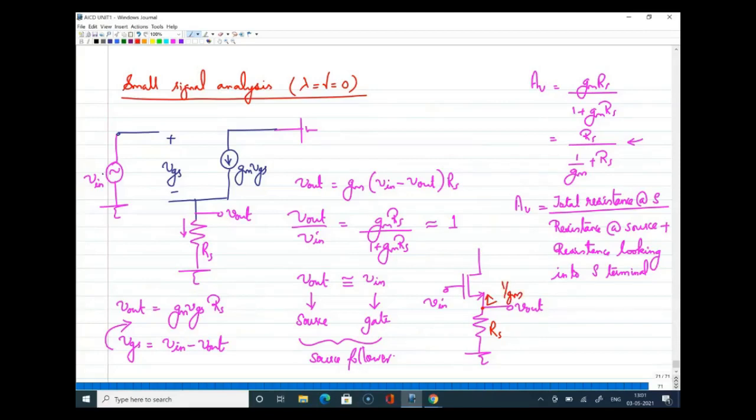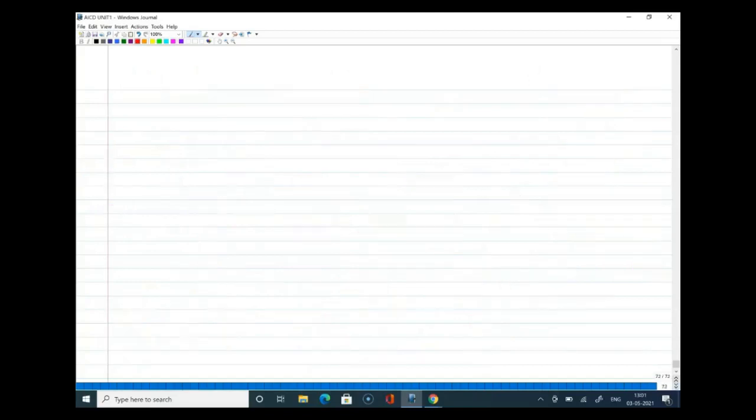I am just considering it now. The next step is to consider both lambda and gamma, because that is what we are doing in this particular course. We are looking at the effect of the body also here. So let me write this as small signal analysis. If you have questions, please put them in the chat box. I can reply to those questions. Now I'm doing small signal analysis by considering both lambda and gamma not equal to 0.